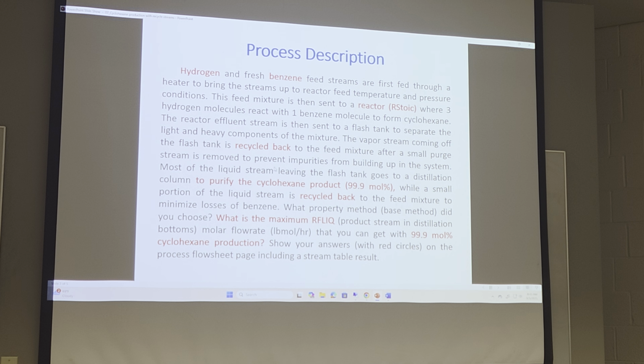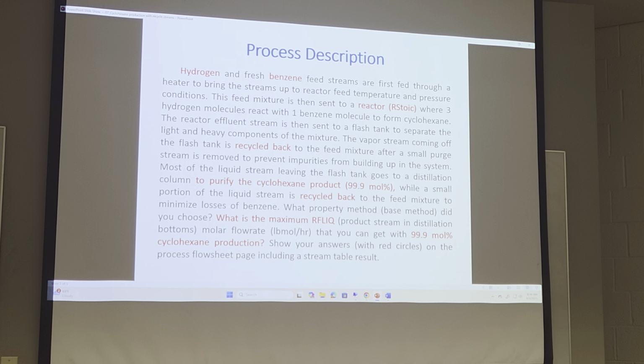Most of the liquid stream leaving the flash tank goes to a distillation column. Why do we use the distillation column? We will get some cyclohexane product from the bottom stream of the flash separation, but that stream does not have the purity we are looking for. So we install another unit block, called a distillation column, to meet consumers' demand, which is 99.9 mole% purity.